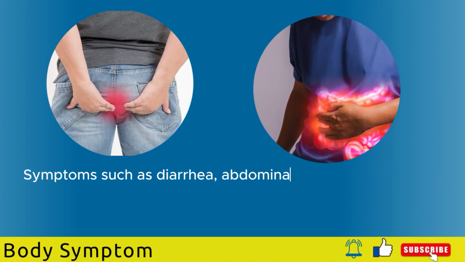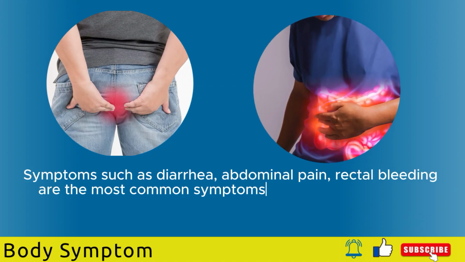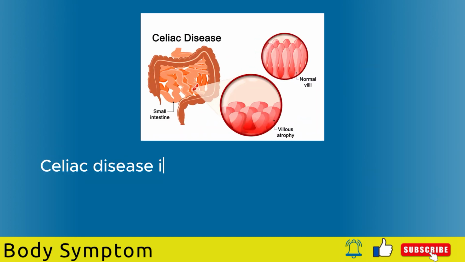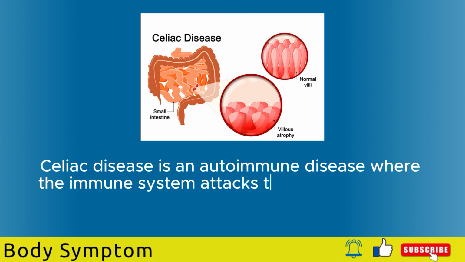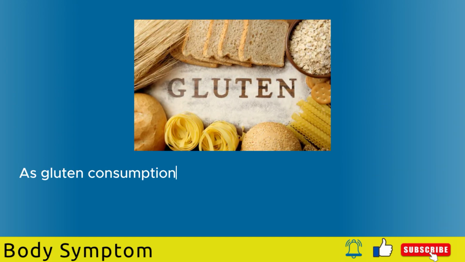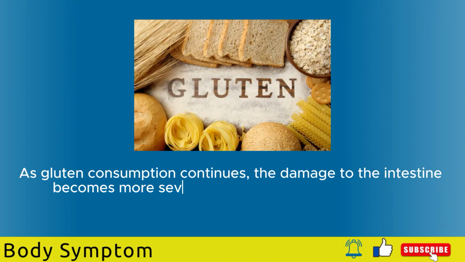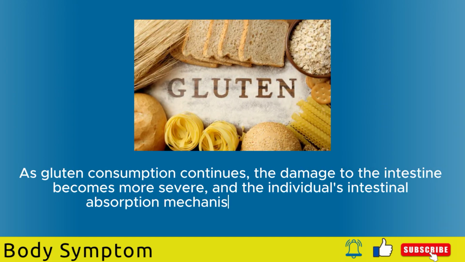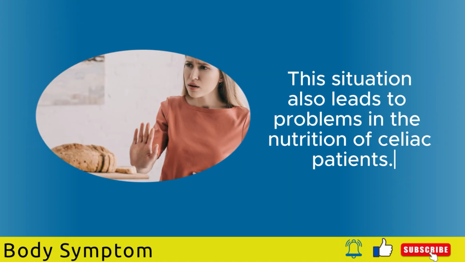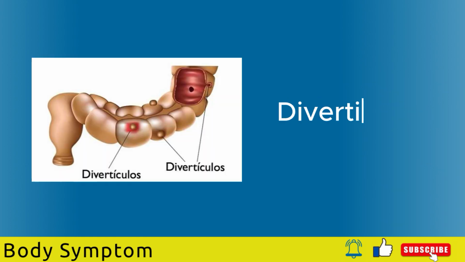Symptoms such as diarrhea, abdominal pain, and rectal bleeding are the most common symptoms in inflammatory bowel diseases as well as in other colitis. Celiac disease is an autoimmune disease where the immune system attacks the individual's own intestinal cells due to gluten consumption. As gluten consumption continues, the damage to the intestine becomes more severe, and the individual's intestinal absorption mechanisms may be disrupted. This situation also leads to problems in the nutrition of celiac patients.